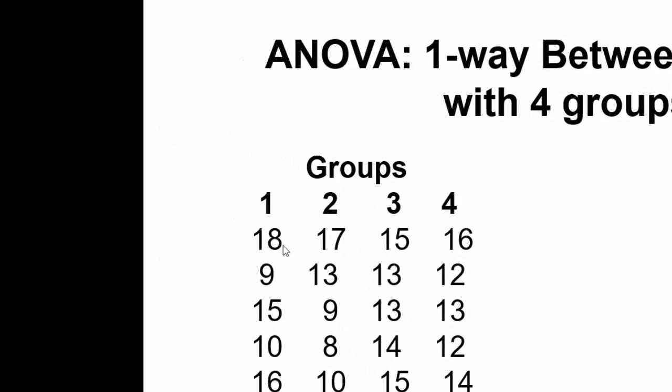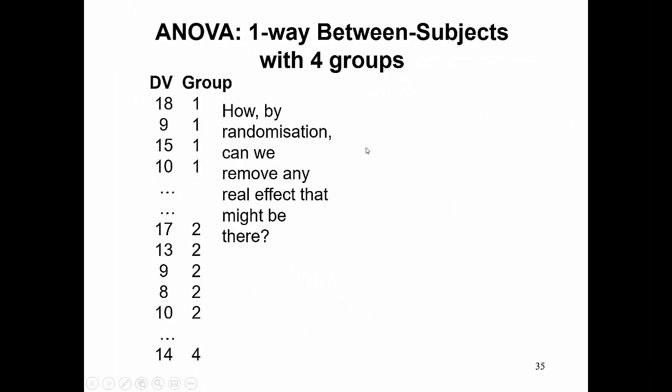Here are the 4 groups, and there are 4 groups of 11 subjects, same number in each group, and there are their scores on some variable. And so we just lay it out in a long, thin format, DV and group code 1, and so on, all the way down to the last subject, the 44th subject, scoring 14 in group 4.